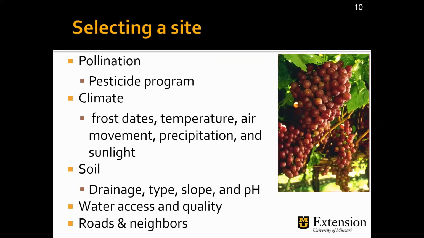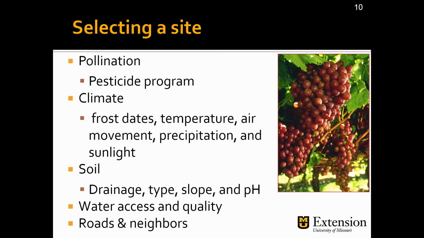Now we're going to move on to how to select a site. There are some things that you have to consider when you're selecting a site, and one of them is pollination. You have to think about when the plants are in full bloom, that's when your beneficial insects are pollinating the plants. So you have to think about suspending your insecticide program during bloom, or think about insecticides that target specific pests and are not going to affect pollinators.